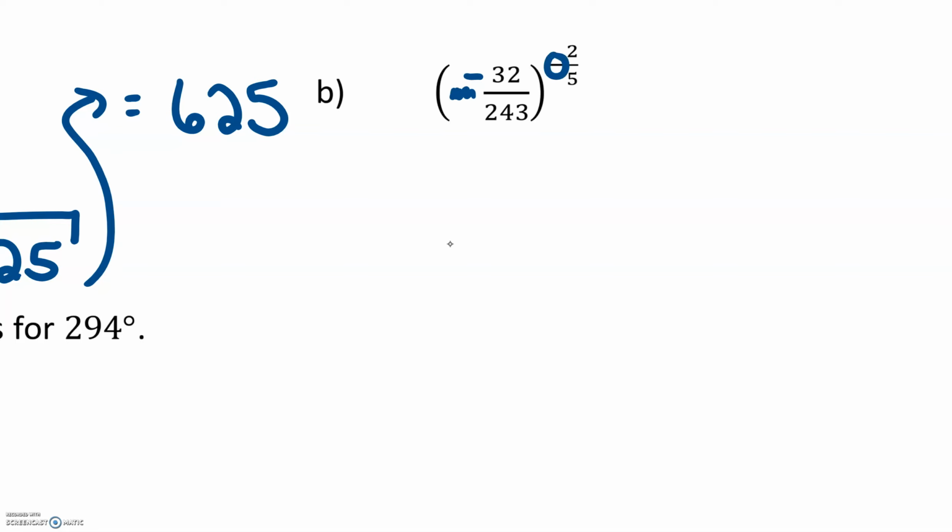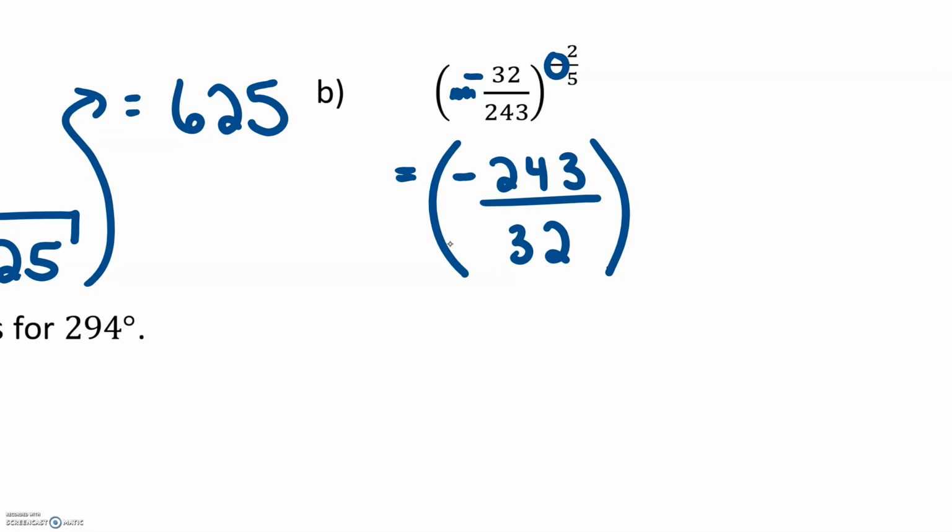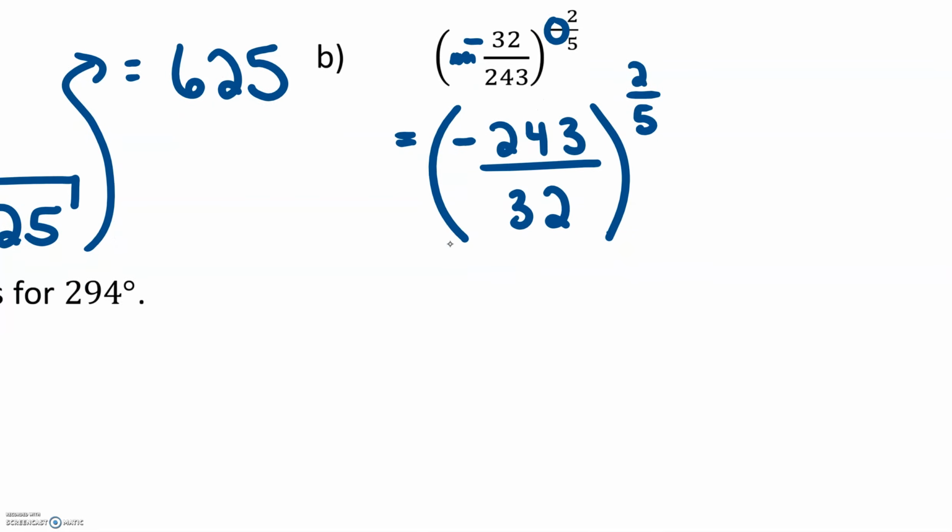So this negative exponent here means that we're going to have to flip the fraction. A lot of you guys knew that. When I flip the fraction, the negative should remain at the top. The exponent just becomes positive. You don't flip the exponent. So the next part of this would be to distribute the 2 over 5 to both expressions.